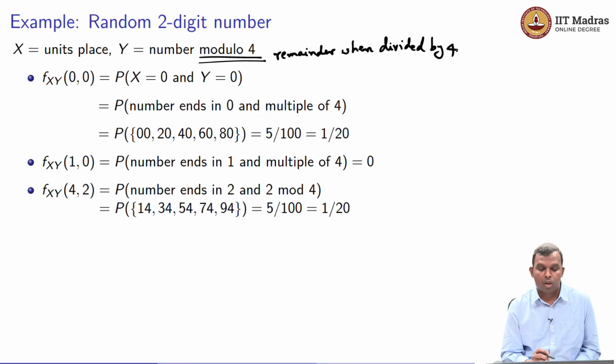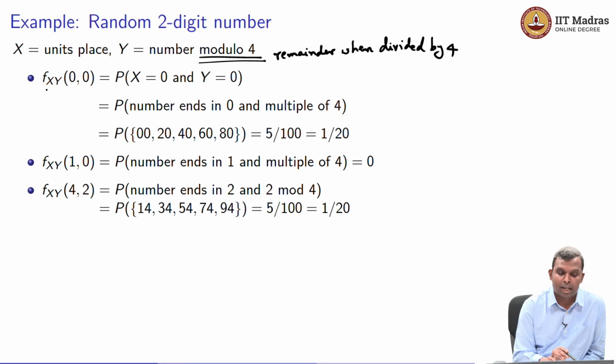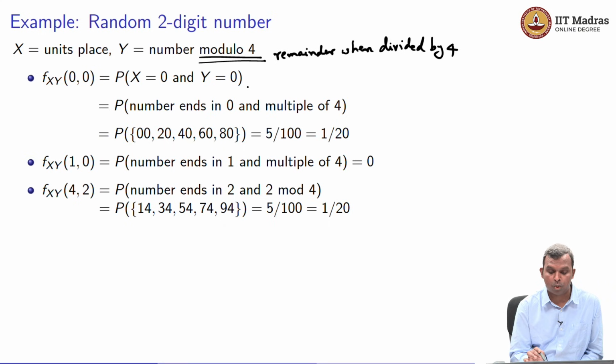Okay. So, now you can do a simple little calculation. If you want to look at fxy of 0, 0, this is the probability that x equals 0 and y equals 0. The number ends in 0 and should be a multiple of 4, right? That is what this means.